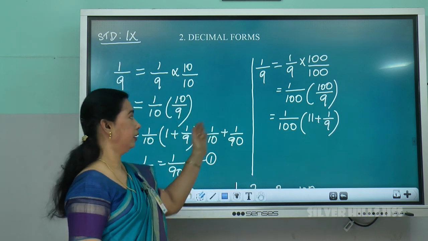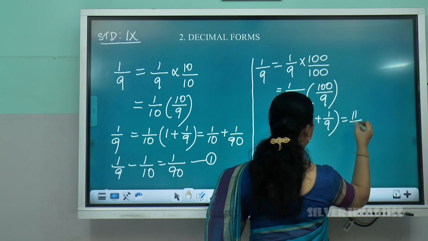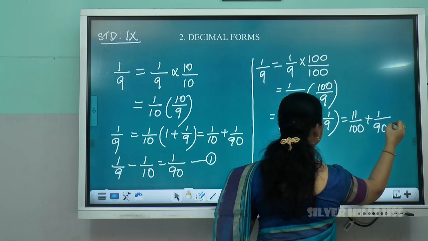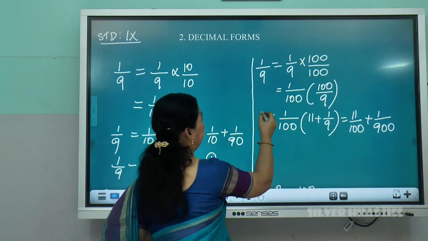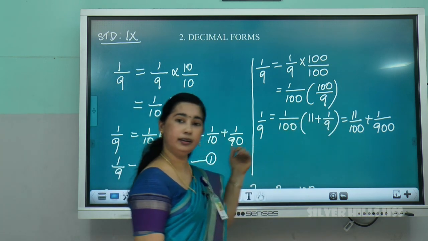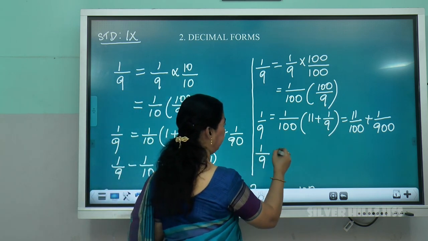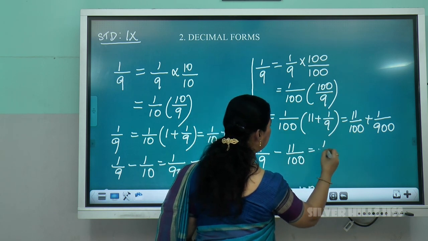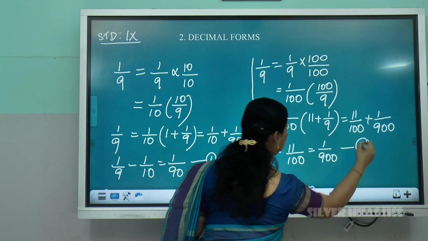Now, as earlier, opening the bracket, we will get 11 by 100 plus 1 by 900. Now, on the left side, it is 1 by 9. Taking this 11 by 100 to the left side, you will get 1 by 9 minus 11 by 100 is equal to 1 by 900. Let this be equation number 2.